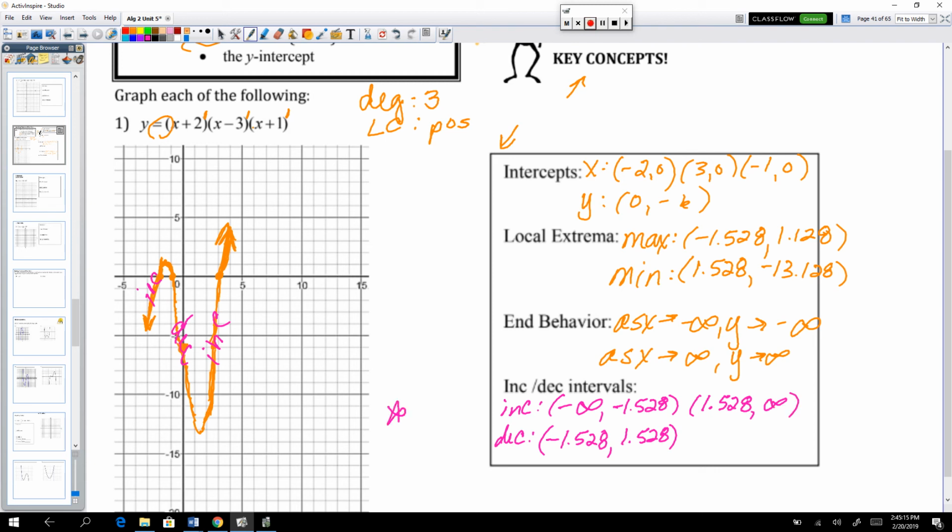Please don't forget that these are x values. Do not enter y values for these intervals. Only x values to show the regions of the graph that are increasing and decreasing.